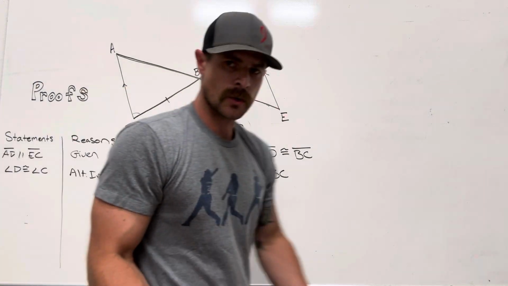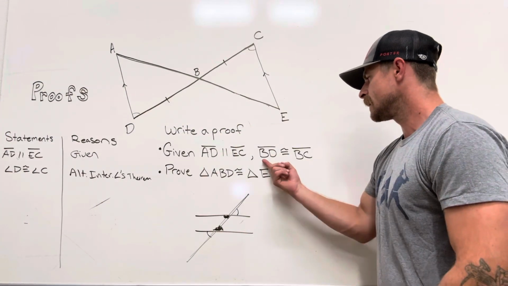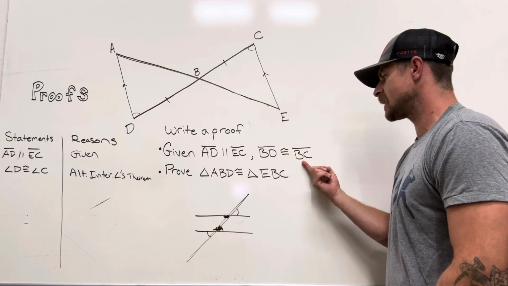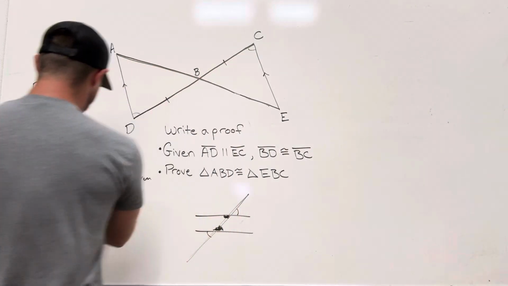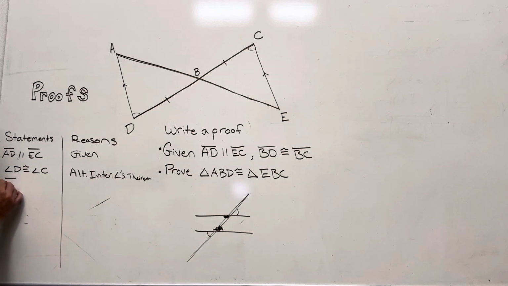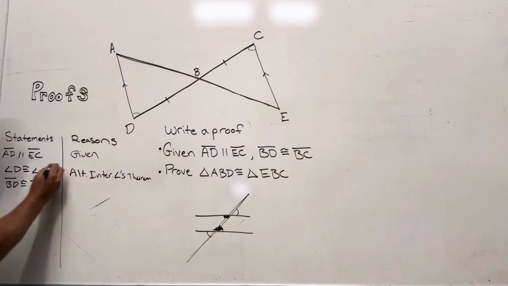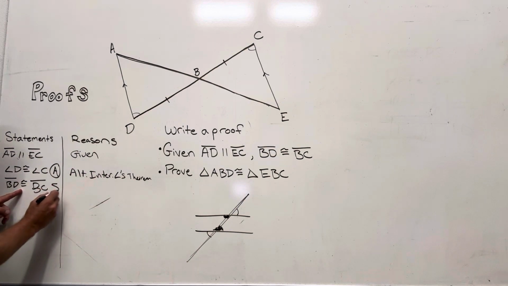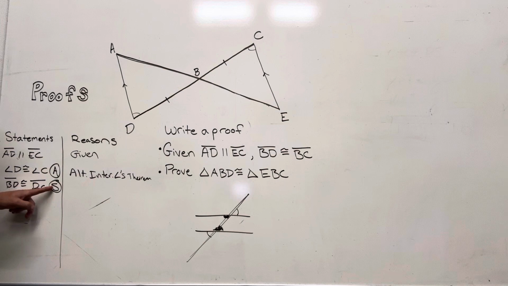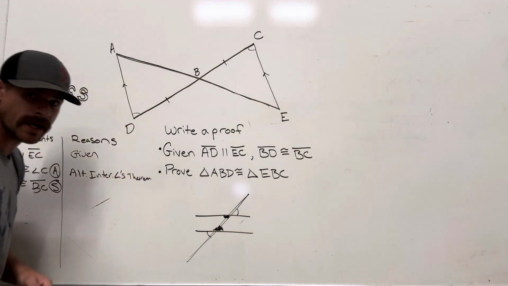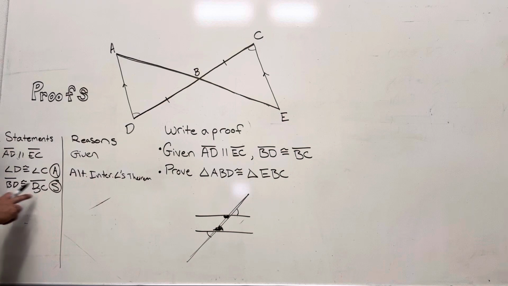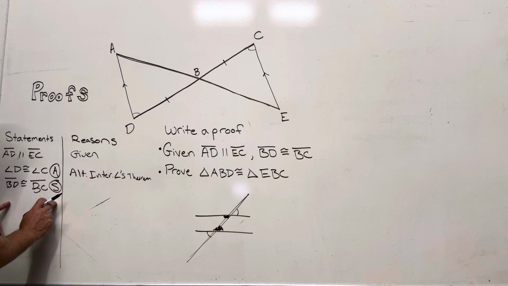Okay, next, let's go with our second given. Our second given was that segment BD is congruent to segment BC. So we're gonna go over here, we're gonna write that down. That's our statement. Segment BD is congruent to segment BC. Now what I'm gonna put over here is we have proven an angle. I'm gonna circle that. Now we've proven a side. Circle it. So we've got angle side. We need one more angle in order to prove the two triangles are congruent. Next thing we got to prove is another angle, okay?